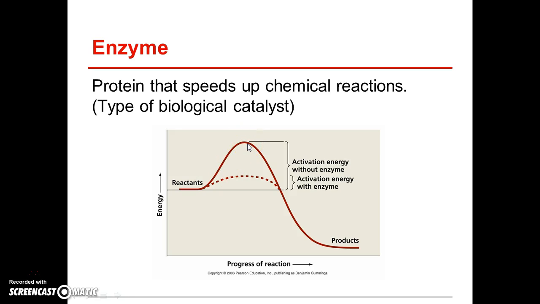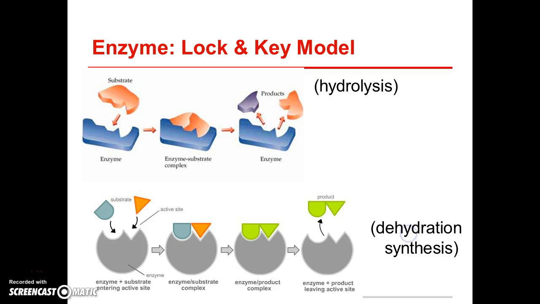So without the enzyme, your reactions will happen, but they'll happen much slower and require more energy. With the enzyme, the reactions are much faster, and they happen with less energy. And the same products are being produced. So enzymes are your friends. They will allow these chemical reactions like hydrolysis and dehydration synthesis to actually happen at a pretty good rate.